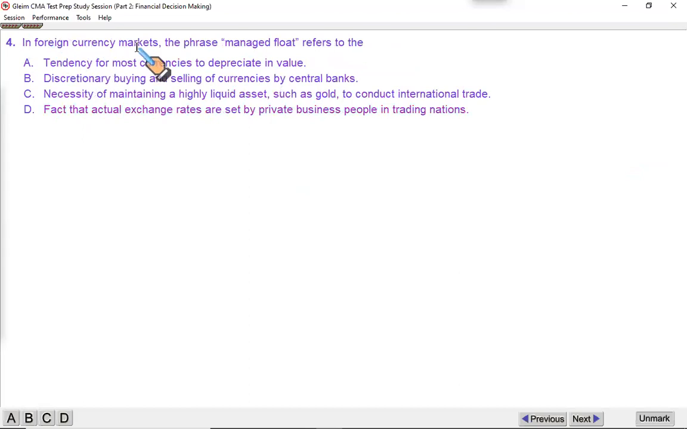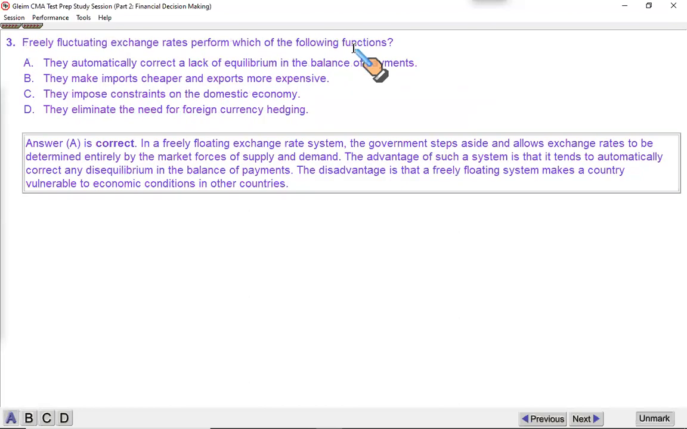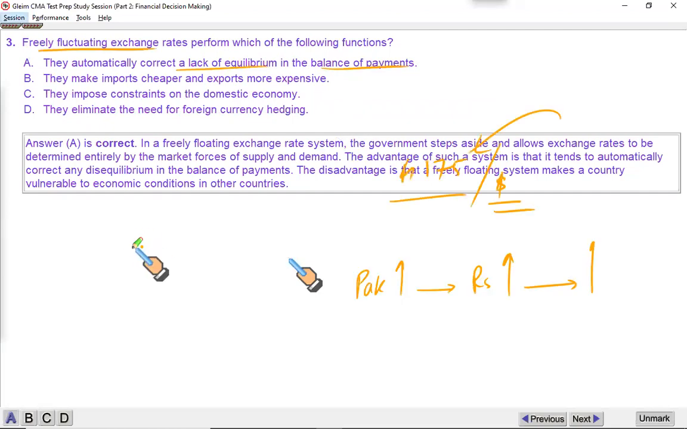In foreign currency markets, the phrase managed float refers to what? Hedging, as we discussed in our previous classes, is a protection against exchange rate movement. For example, let me give you an idea. I have to pay $10,000 maybe in 3 months. And right now, the exchange rate is 175 per dollar. And seeing the things around, I expect that maybe the exchange rate can go up to 200 rupees per dollar.